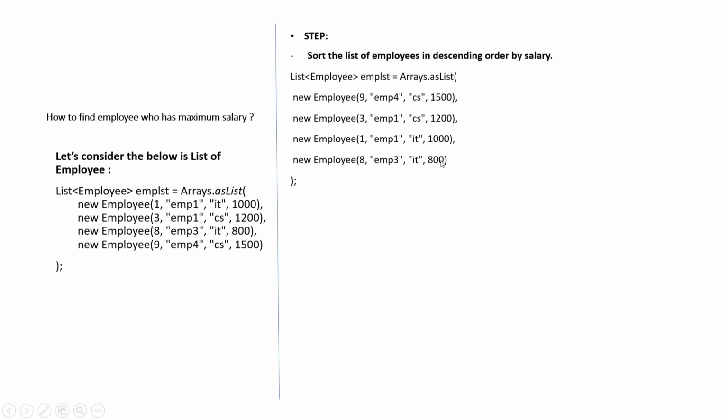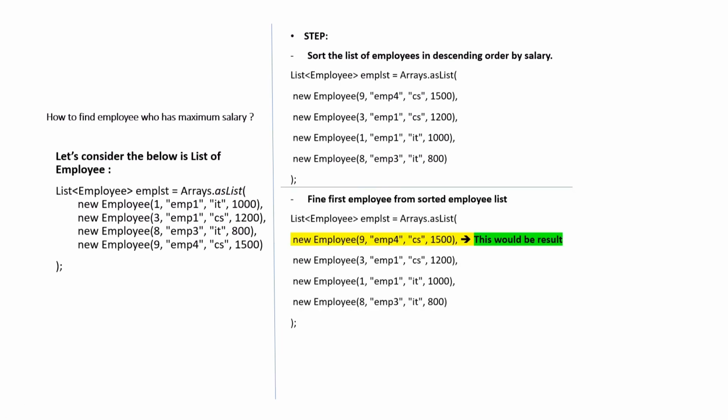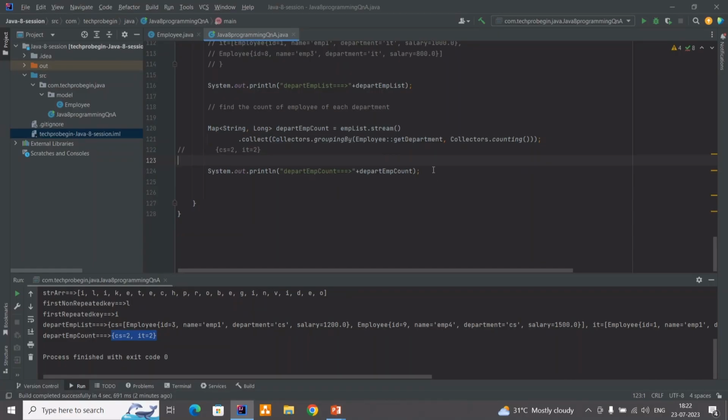At the next step we need to find the first employee from the previous sorted list. The first employee is employee ID 9, who has a 1500 salary, and this would be our result. So in the result we expect employee ID 9. Let's jump to IntelliJ IDEA and solve the question. I already have EMP. Let me add a comment.